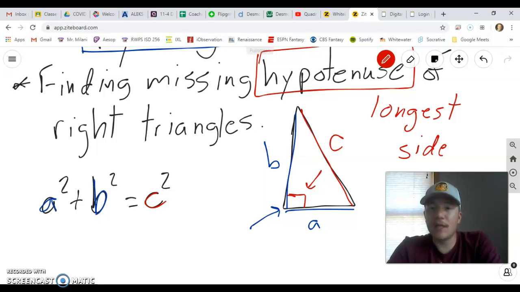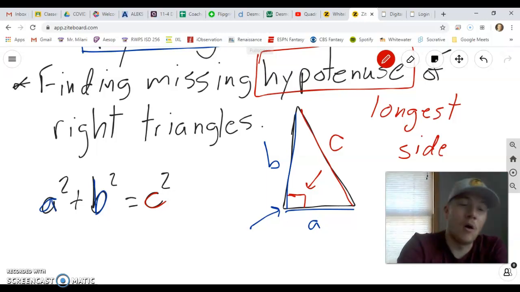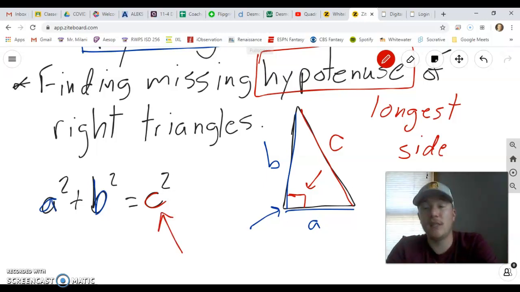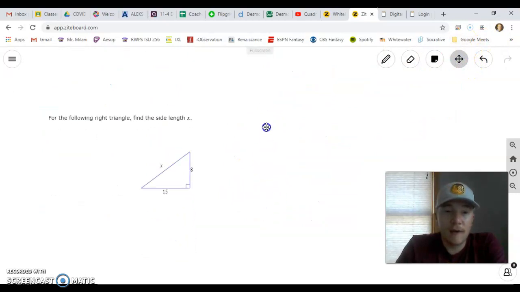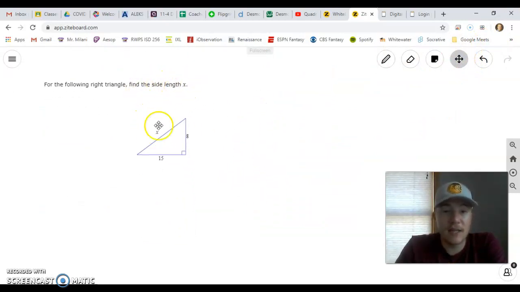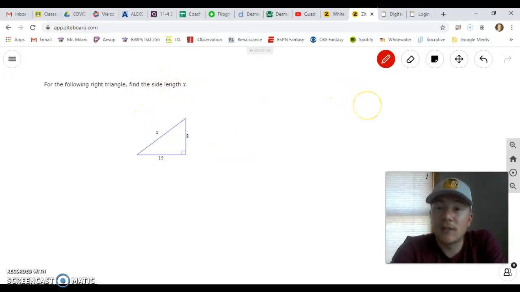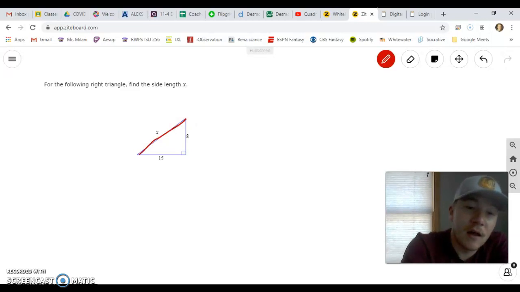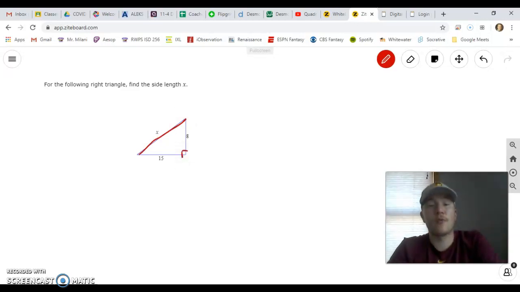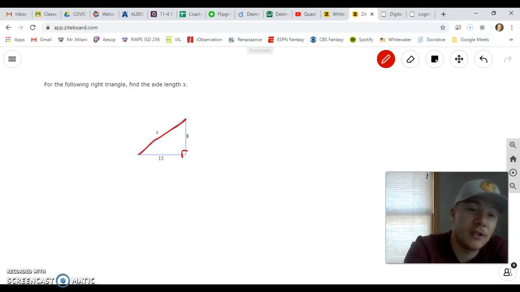So when we're getting into solving these today, you will always be finding that missing C value. You're always finding the hypotenuse today. So you don't have to worry too much about what variable you're missing. It's always going to be your hypotenuse today. So when we look at our first problem, for the following right triangle, find the side length x. As you notice, like we talked about, we are missing that longest side. It is across from the right angle. That's your hypotenuse. That's always your C.